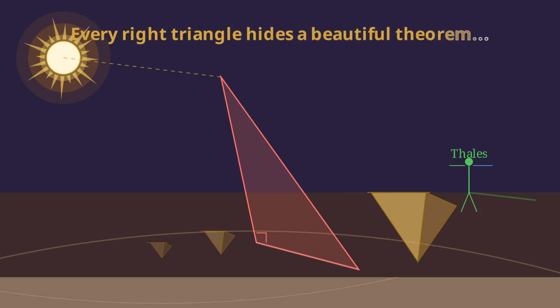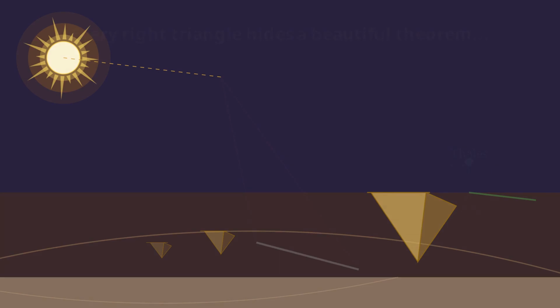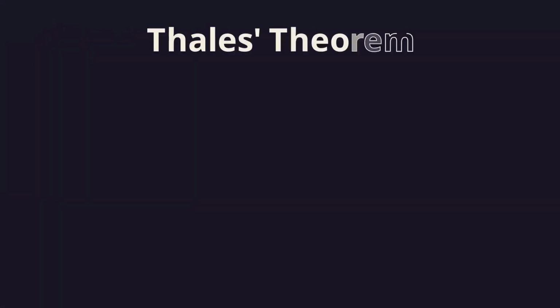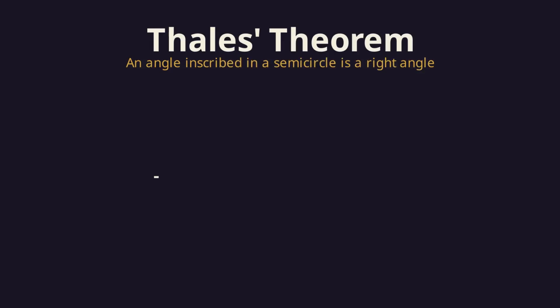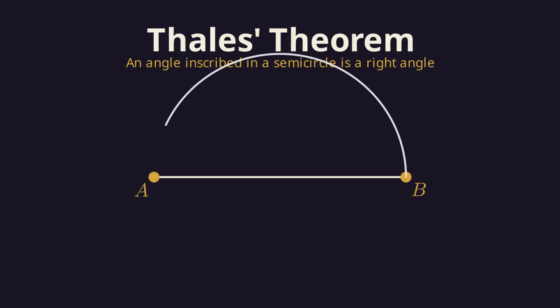Draw a circle. Draw a line through its center. Call this the diameter, with endpoints A and B. At the center, we place O. Now pick any point on the circle. Call it P, connect P to A and to B. You have just made a triangle.